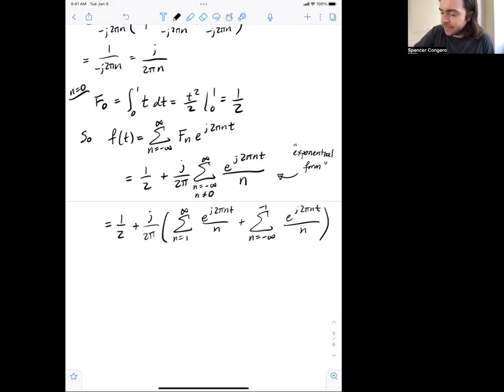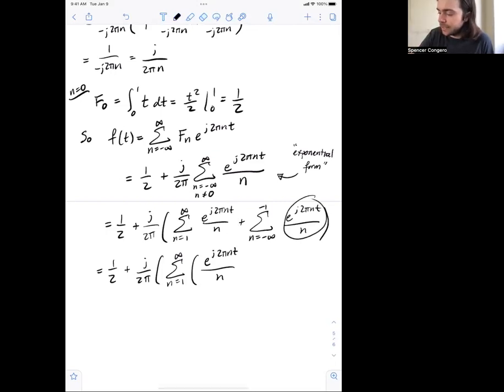Okay, now I'm going to do the same thing I've done every time. I'm going to do a change of variables, change all the n's to negative n's in the second sum. Okay, and when I do that, I'll be able to combine these sums. So what am I going to get? I'll get e to the j 2 pi nt over n from the first sum. And then I'm going to add to that what I get when I plug in negative n for all these n's, which is e to the negative j 2 pi nt over negative n.